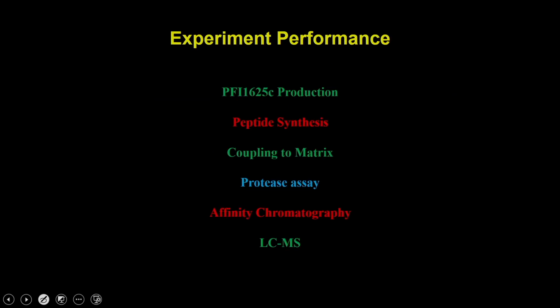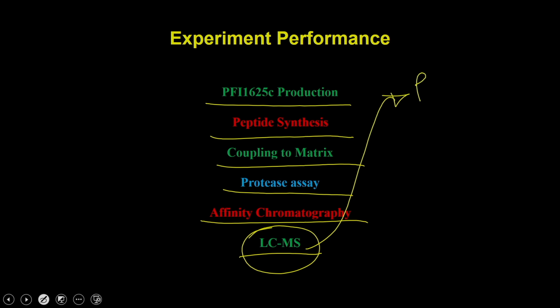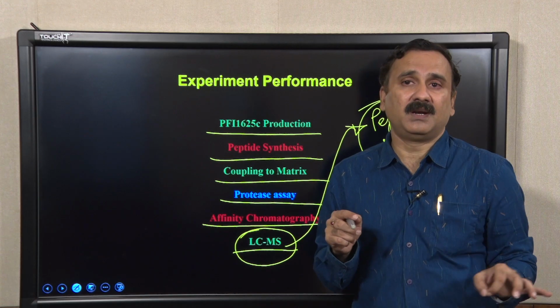So in this one you are going to do protein production, peptide synthesis, coupling to the matrix, protease assay, affinity chromatography, and then ultimately LC-MS. What you are going to get is the peptide sequence that this protease is cutting. But at the end it is not going to tell you the potential substrate that is present in the cell.